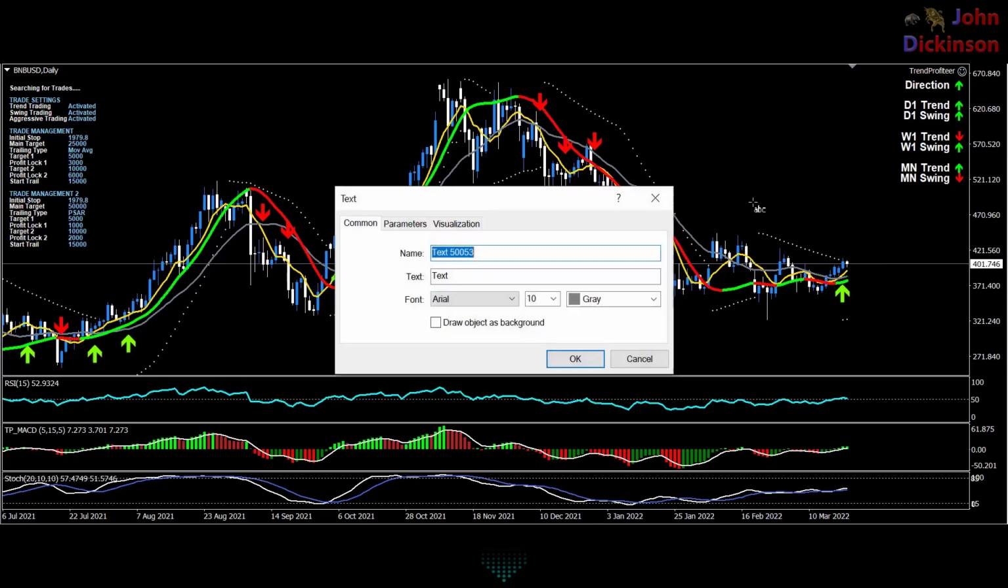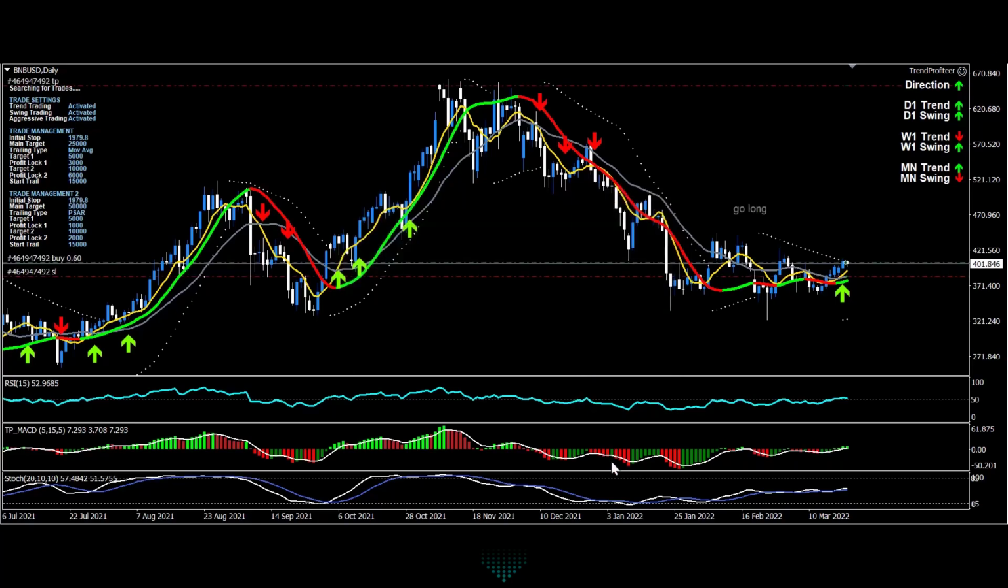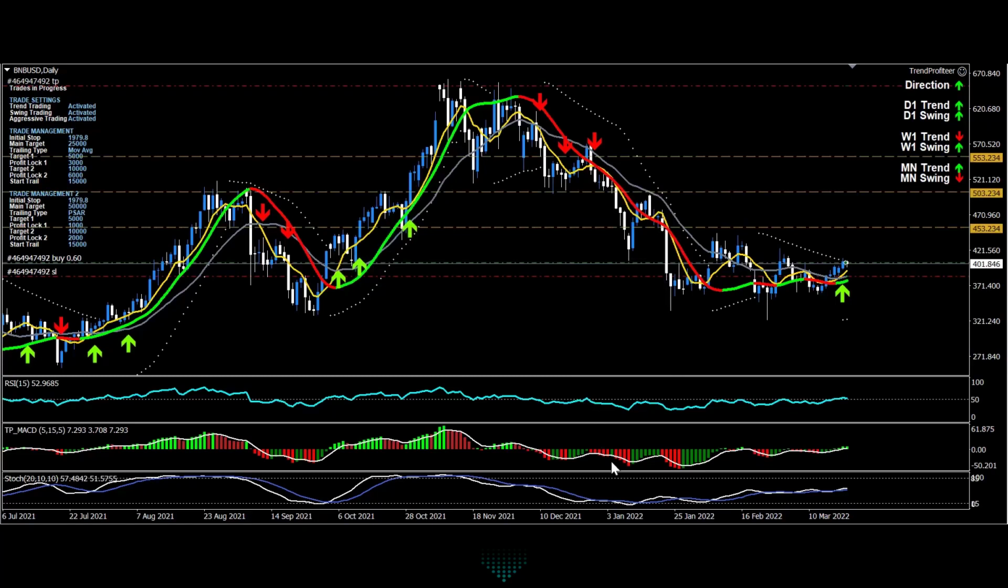they're not really powerful. So I'm just going to click on the text icon, click go long in the name, and then copy that over into the text. Click OK, and look at that. The trade magically happens. Now, the beautiful thing about it is you can take a trade in your own time.